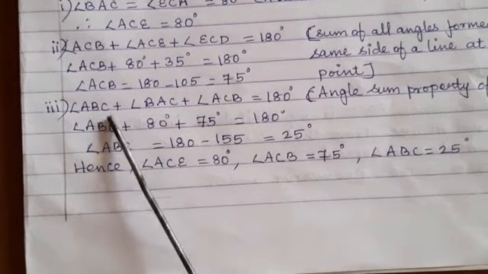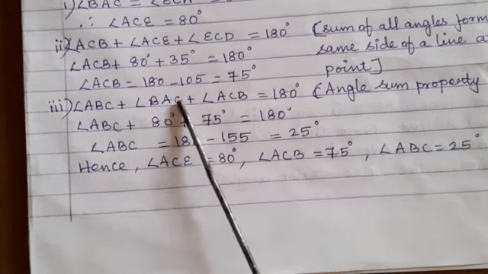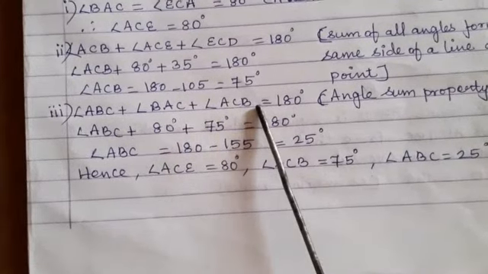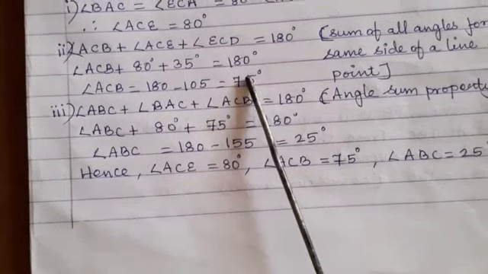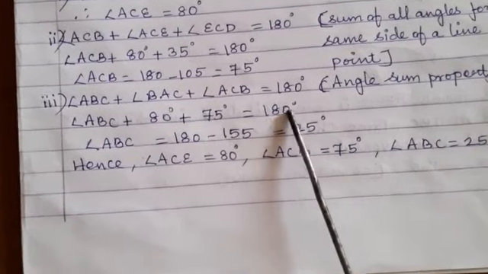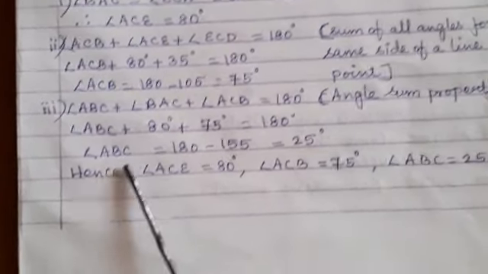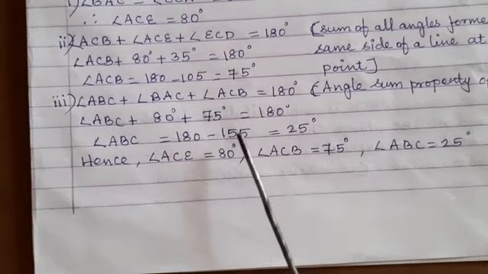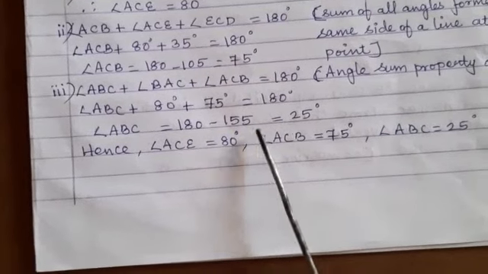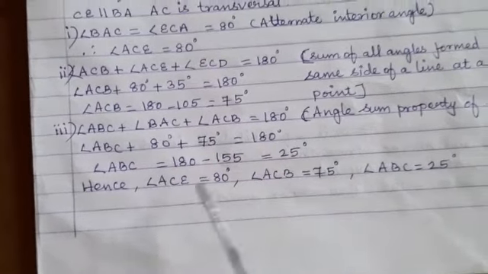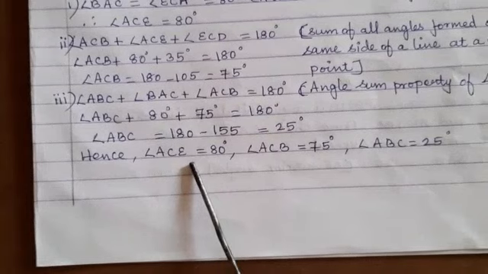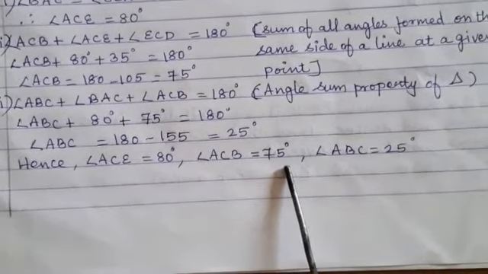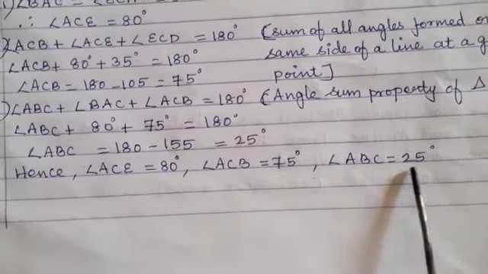ABC we don't know, now we are going to find out, plus angle BAC, that is given 80 degree, plus angle ACB we have found earlier, that is 75 degree, which is equal to 180 degree. So therefore angle ABC equal to 180 minus the sum of 80 plus 75, that is 155. Subtract it, the answer is 25 degree. So hence angle ACE equal to 80 degree, angle ACB equal to 75 degree, angle ABC equal to 25 degree.